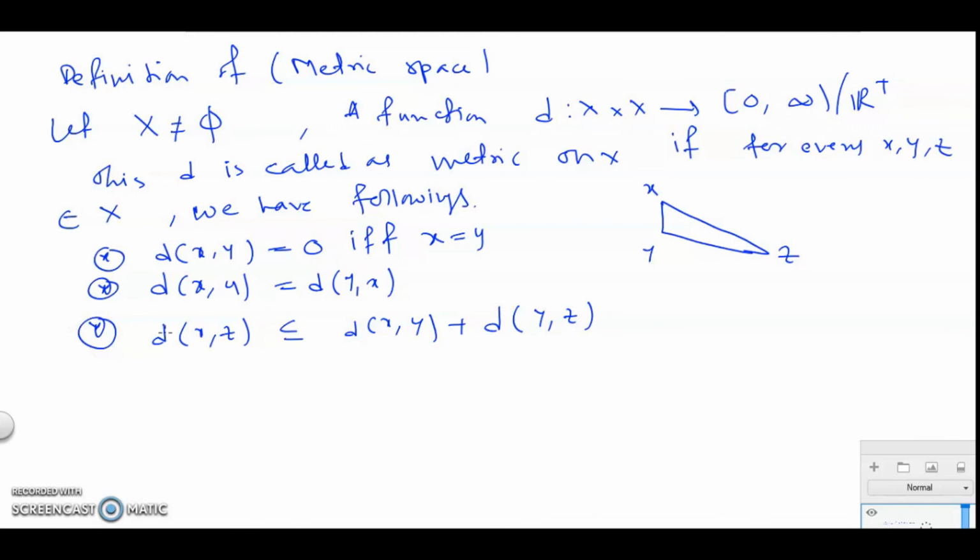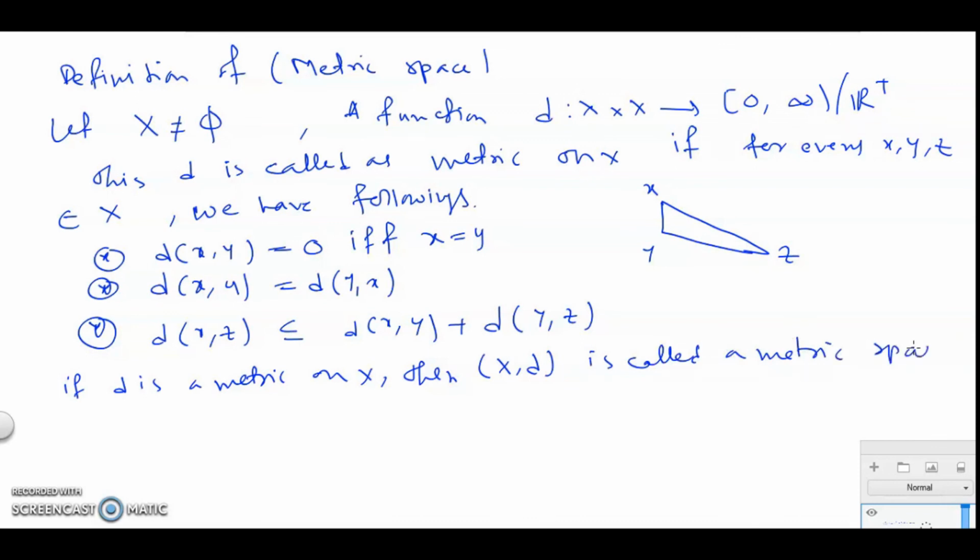So hence if this function satisfies all these three properties, then d is said to be a metric. Now if d is a metric on X, then X comma d is called a metric space.